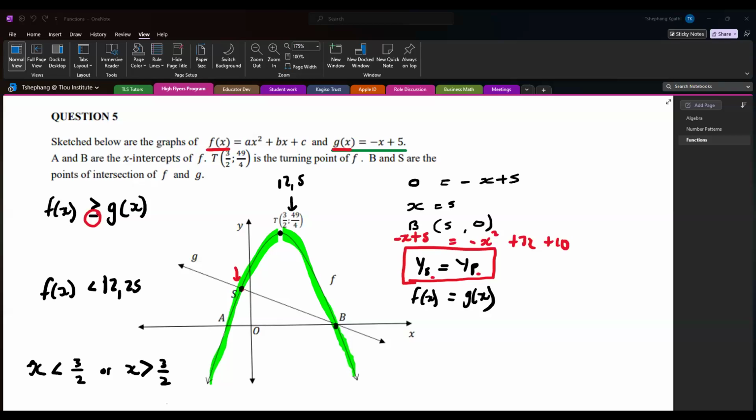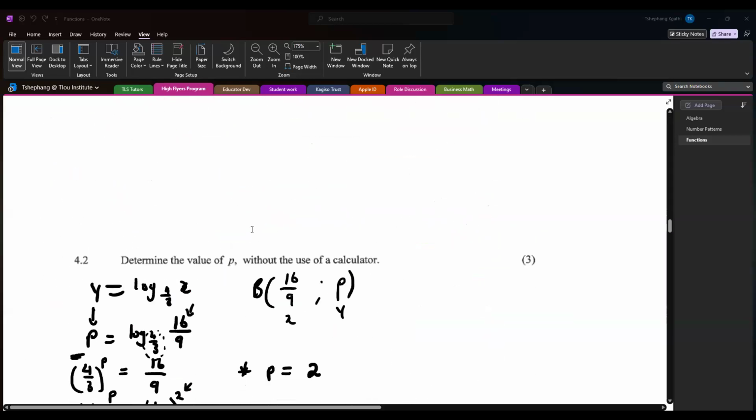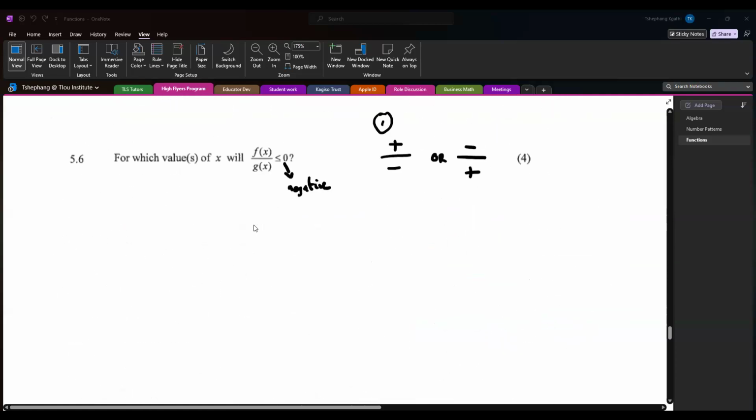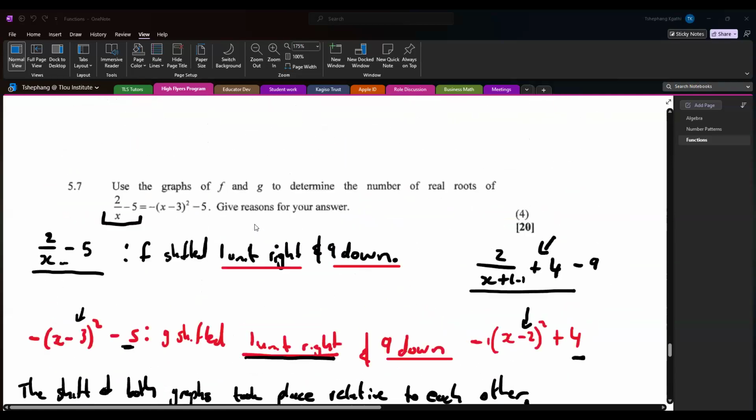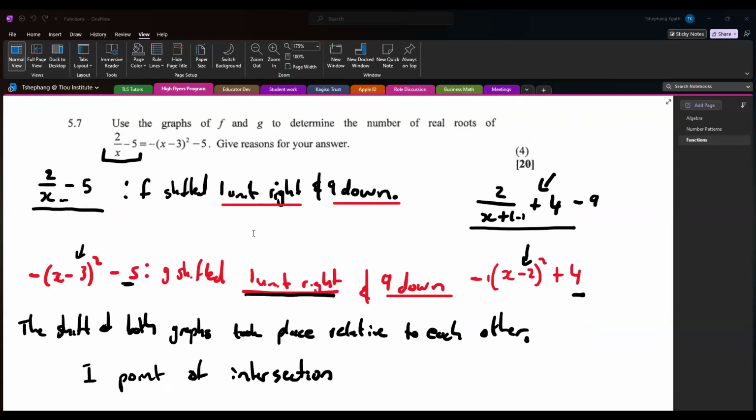Okay, then Tato Matlala, can you repeat the last question? Okay, no problem. I'll go to the very last question. So this was the last question. Okay, 5.7. Use the graphs of f and g to determine the number of real roots of those two graphs being equal to each other.